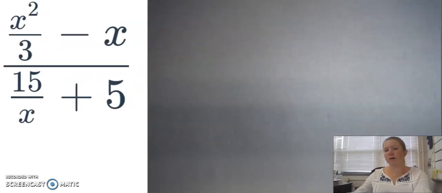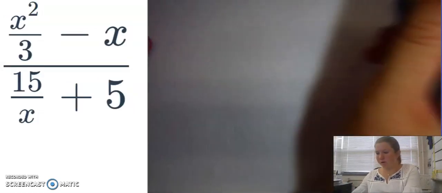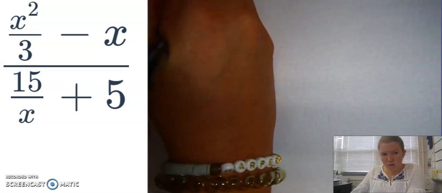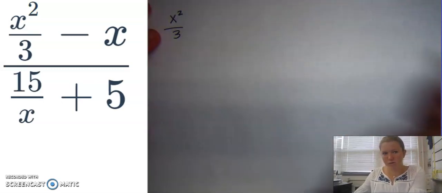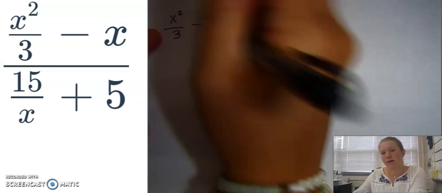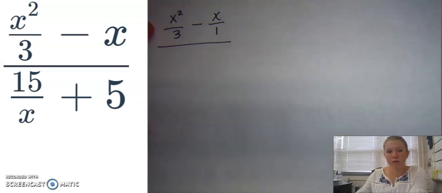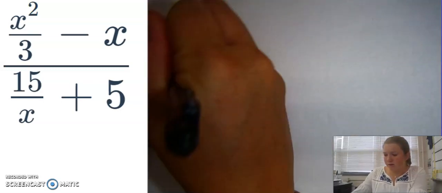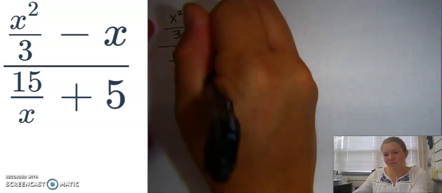So here's our second example. Working the same way, we have x squared over 3 and then minus x. I'm going to go ahead and write that as a fraction, so x over an understood 1. 15 over x on the bottom plus 5 over an understood 1.